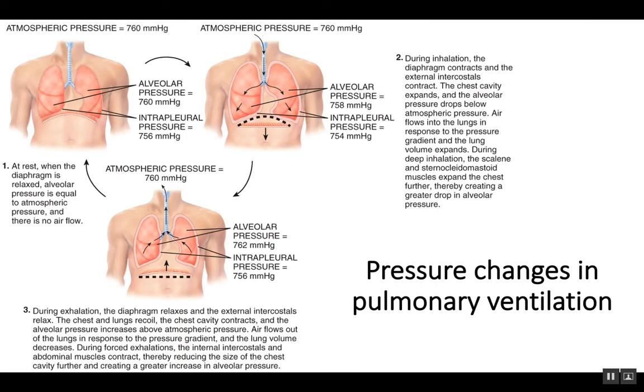If we look at this figure, it gets a little more complicated because now we are looking at pressures. Air moves from an area of high pressure to an area of low pressure. Therefore, the process of breathing involves changing the pressure inside the lungs relative to the atmospheric pressure. So we're going to walk through this figure. I'm going to actually read these sections, and I want you to think about it.